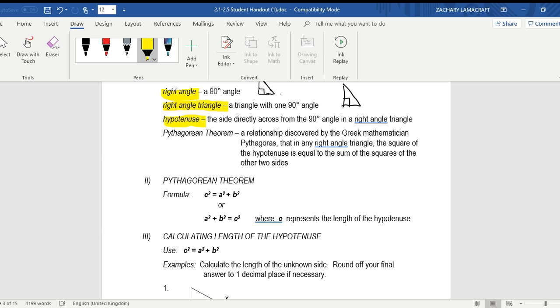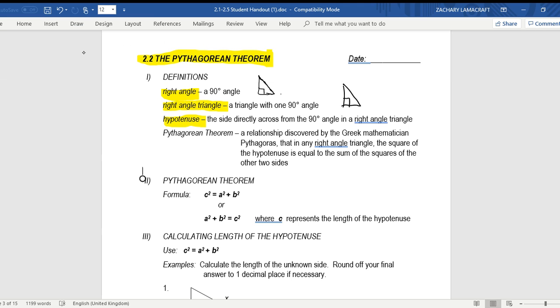So the hypotenuse is that side that is directly across from the right angle. So this longer side is called the hypotenuse, okay? Or for short, if you want to just put HYP, that works as well, okay? But it's the side directly across from that right angle.